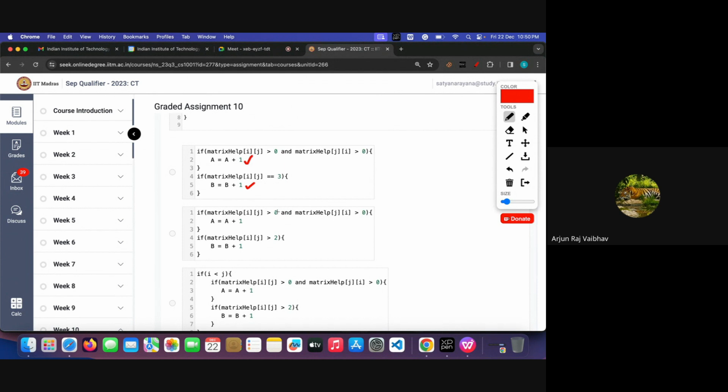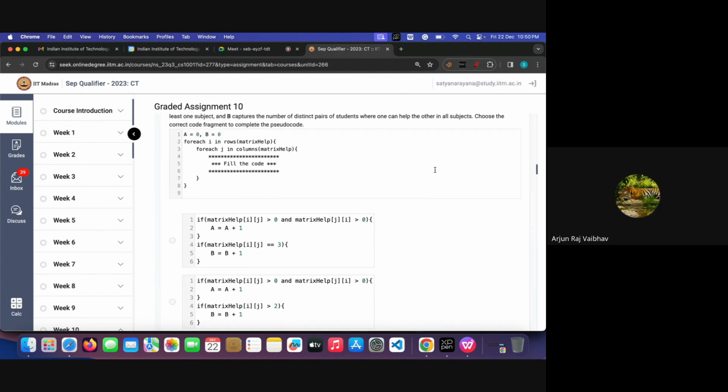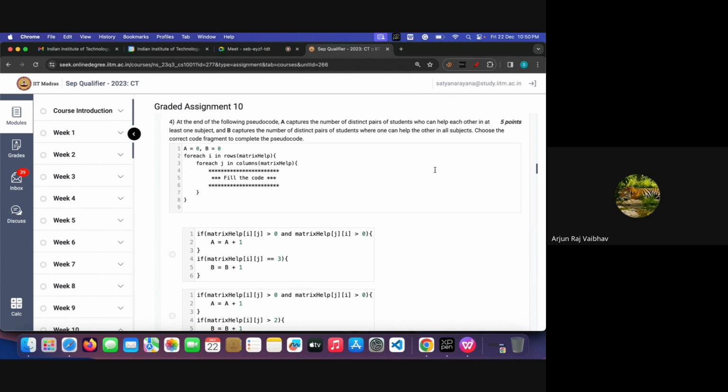So what is wrong then? Wait. It's not correct, sir. I'm not understanding. A captures the number of distinct students who can help each other in at least one subject. So at least one subject means pairs we are finding. I to J is a pair, J to I is a pair. Greater than 0 means maybe one subject. So maybe I to J you might find one, and J to I also you might find one. Then A is increased.